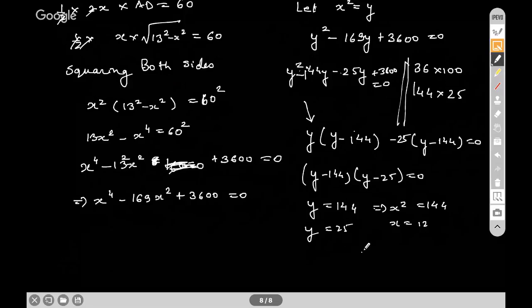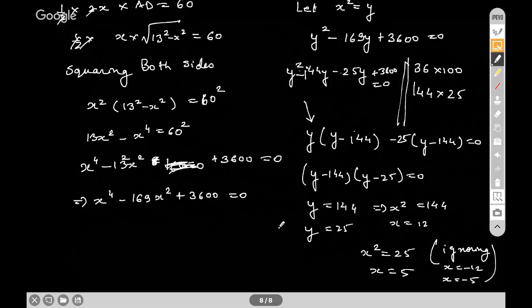And from here, x square equals 25. So x will be simply 5. Again, I am ignoring the negative values. Ignoring x equals to negative 12. These will definitely be the solution to these equations, but they will not be feasible solutions. X equals to negative 5, ignoring these, right? So x is 5 or x equals to 12 centimeter.